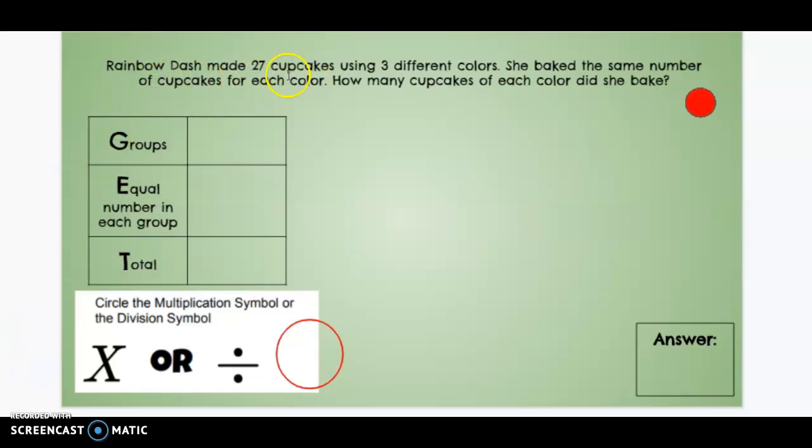Rainbow Dash made 27 cupcakes using 3 different colors. She baked the same number of cupcakes for each color. How many cupcakes of each color did she bake? What's important from this word problem? What are some things that I should underline?